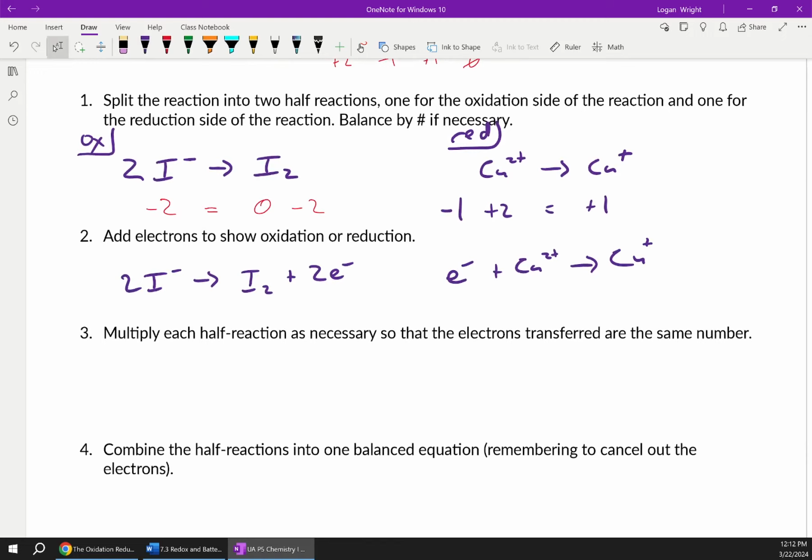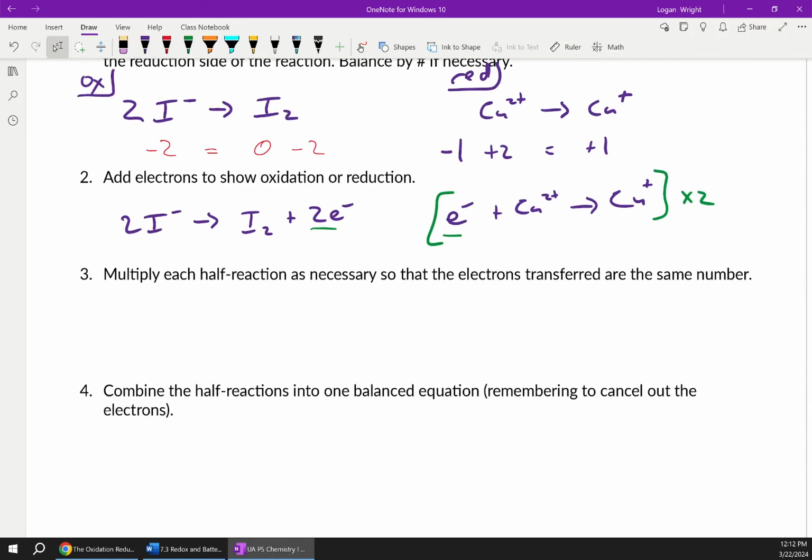On step 3, multiply the half reactions as necessary so that the electron numbers match. How do I make 2 and 1 match each other? Multiply the right one only by 2. When you're doing this on your homework, you're not going to rewrite the equation nearly as many times because you can just add to what you already have written. But we like to carefully break it down in the notes, so I'm going to rewrite it again. 2 I- becomes I2 plus 2 electrons. 2 electrons plus 2 Cu2+ ions becomes 2 Cu+ ions.